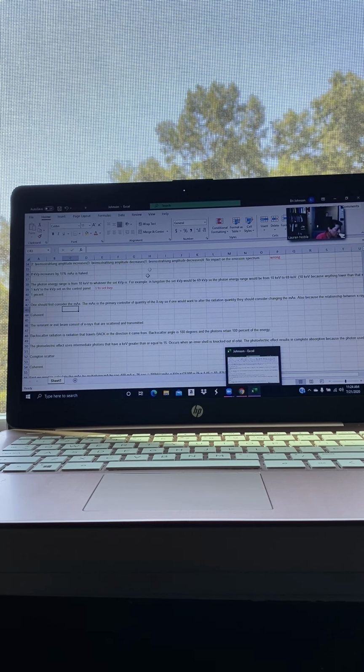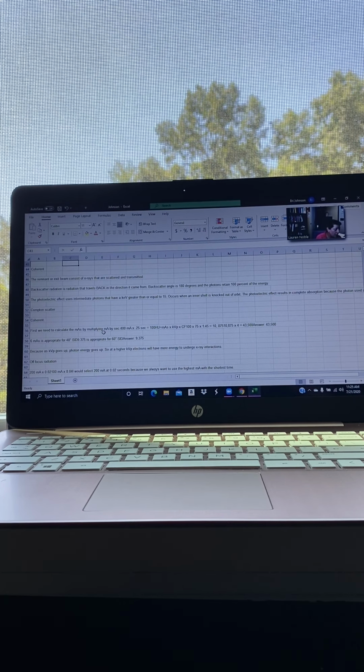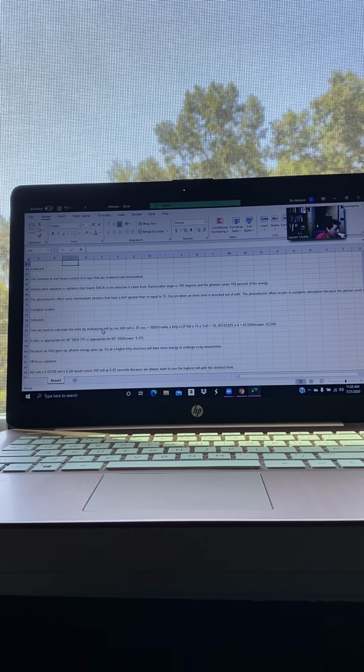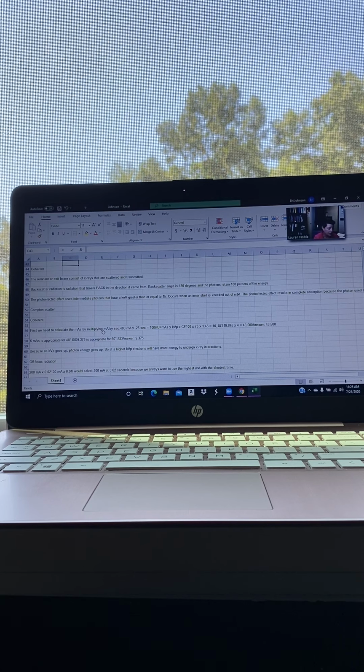And then the next one was 1 point, what interaction in matter does not ionize atoms? I think everybody got that right. That's coherent or classical. And then the next one was 2 points, what does the remnant beam consist of? So you had to put transmission or transmitted and scattered photons. So 1 point for transmitted, 1 point for scattered. That's what the remnant beam consists of. That's what exits the patient and makes it to the image receptor. So transmitted and scattered.